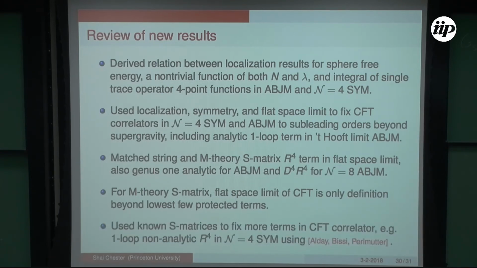Finally, we also use known S matrices for M theory and string theory to fix more terms in the CFT correlator, for those who are very interested just in CFT. So for example, using this wonderful paper by Alday and collaborators, we were able to fix the one-loop non-analytic R to the 4 term in N=4 supergravity Yang-Mills. I'm not opposed to non-analytic terms, so don't get me wrong. In a sense, they're way more useful because they give you all the spins except for a few. Their only drawback is that I would argue that they're not technically genus 1.